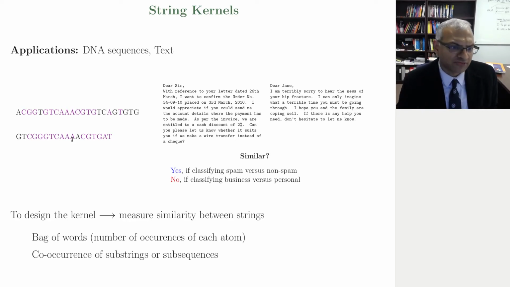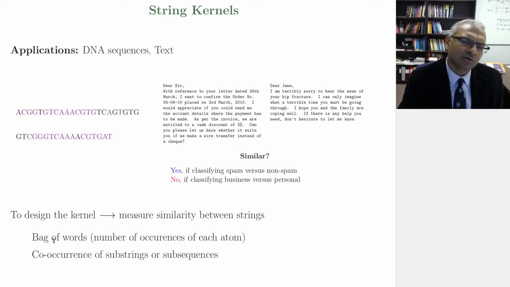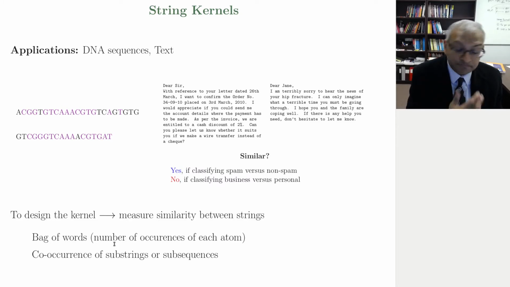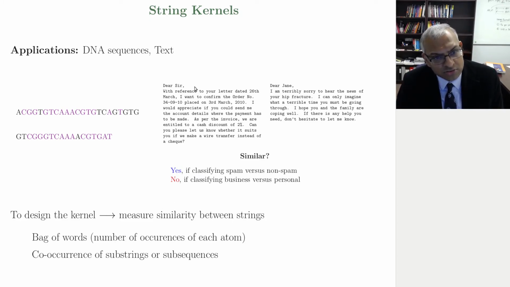Let's take an example of text. Now, in text, there are feature vectors. Features that are typically constructed involve things called bags of words, where you count the number of occurrences of specific words. That can be a feature vector, or co-occurrences of substrings or subsequences. Those can be feature vectors. What I want to show you here is that sometimes you have to be relatively careful in constructing your similarity measure. So I'm showing you two pieces of text here.